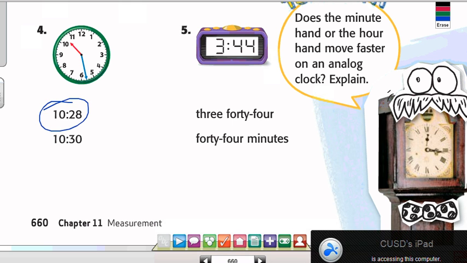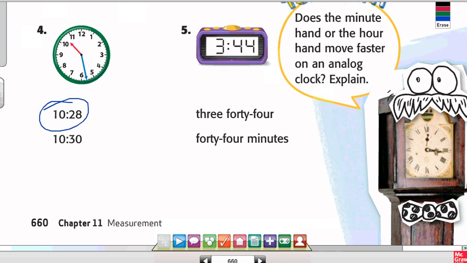Okay, look at number 5. It says 3:44 or 44 minutes. 3:44. Well, it tells me about the hour. I have a 3 in it. That's this. And here's 44. 3:44. 44 minutes would just be this, without an hour. That would be like on a timer. I'm going to give you 44 minutes. Here we go. Boom.